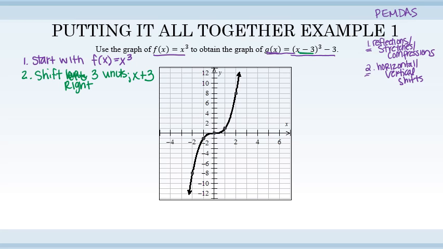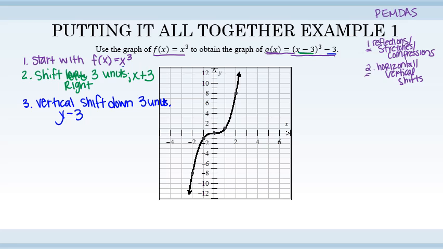And again, remember with the x's, you always do the opposite. Okay, and the other thing that I see is this minus 3, and that's on the outside of the x cubed part. So that's going to be a vertical shift down 3 units. So that will take your y values and subtract 3 from them.